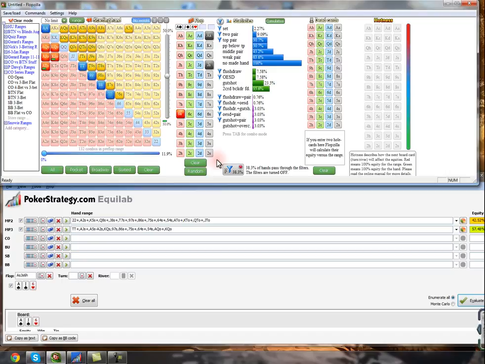So I think it's letting us defend wider than our equity alone would indicate, because honestly, there are some spots where our range has 45% equity, where we still fold like crazy, whereas here we have 42% equity, and we're calling a lot.